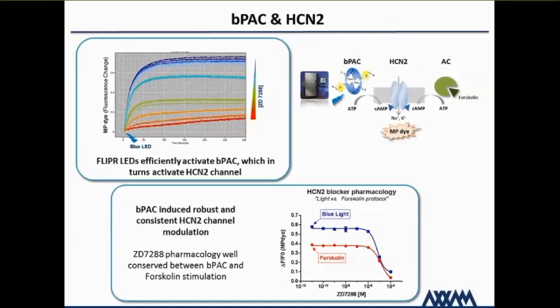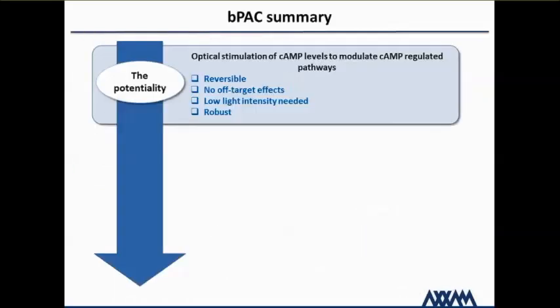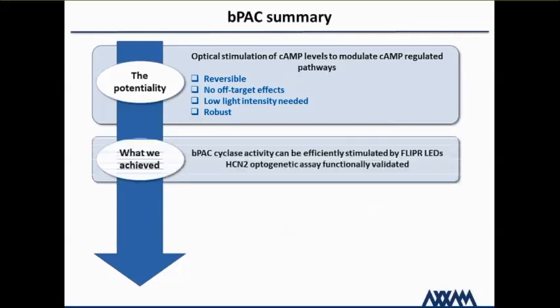So in summary, we demonstrated that the levels of intracellular cyclic AMP can be regulated optogenetically using the bPAC enzyme. This might be useful to obtain a reversible modulation of cAMP levels with fewer off-target effects compared to forskolin stimulation, but with similar robustness and assay reliability. We could obtain a nice stimulation of the bPAC enzyme by FLIPR blue LEDs, and we could set up an optogenetic assay for HCN2 using the bPAC optical tool.